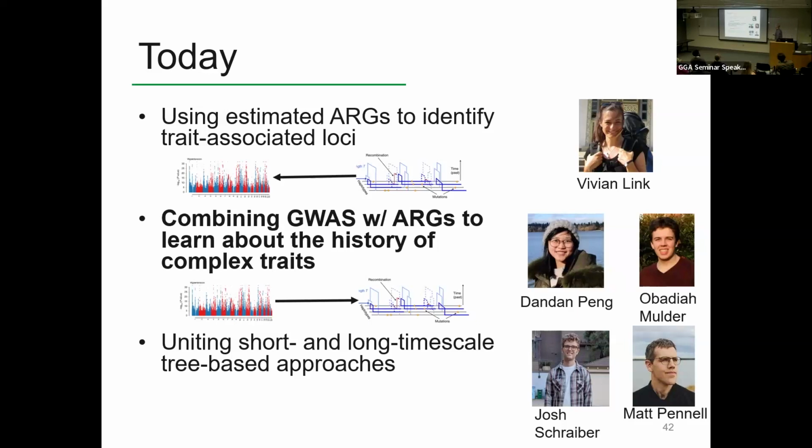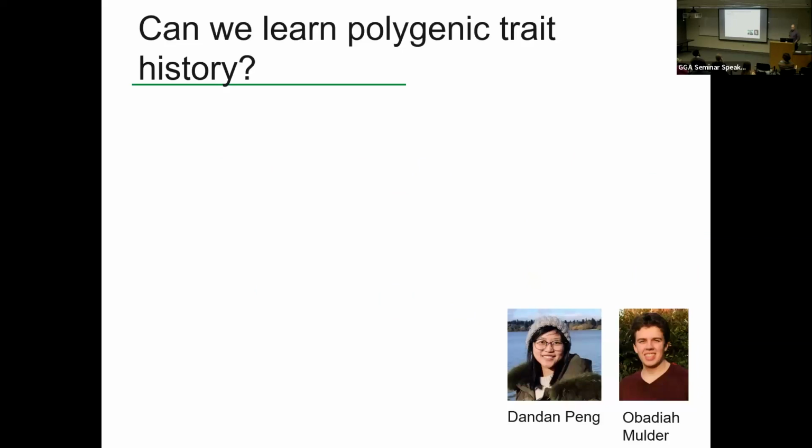That's the first bit. Second project, we're really going to reverse direction. And rather than trying to use the local trees to find variants associated with phenotypes, we're going to use information we already have about associations between genotypes and phenotypes and try to learn about the history of the phenotypes. So the question is, can we learn polygenic trait history?